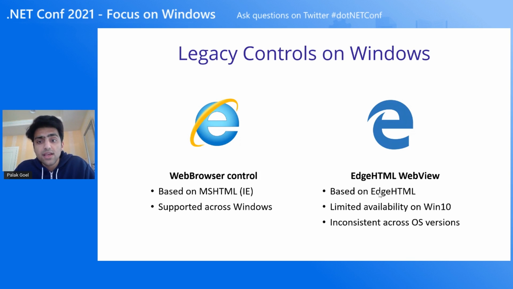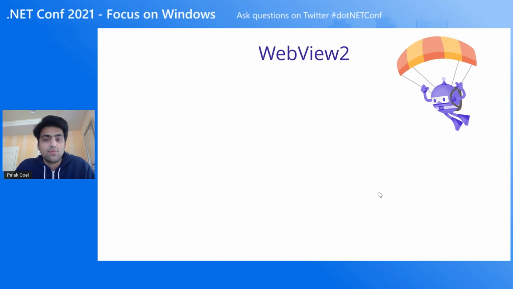So a few years ago, the team launched an EdgeHTML WebView, which was based on the legacy Edge and EdgeHTML platform. This was a few steps forward in the right direction in terms of offering more modern web standard support. However, the EdgeHTML WebView had limited availability on Windows 10 and was inconsistent across different OS versions. So what we heard from developers was that neither control was good enough for their needs. Developers wanted a control that supported modern web standards and was agnostic of the OS. And so that's what we've built with WebView2.